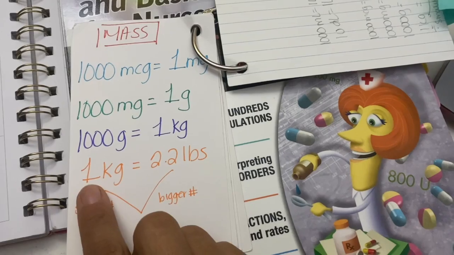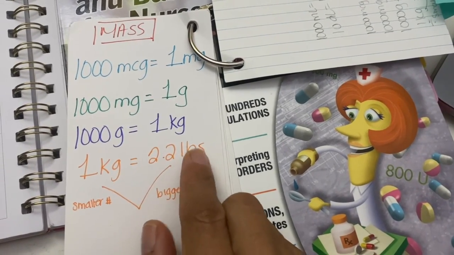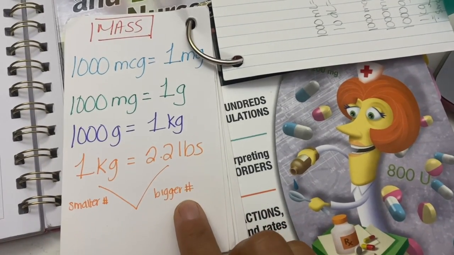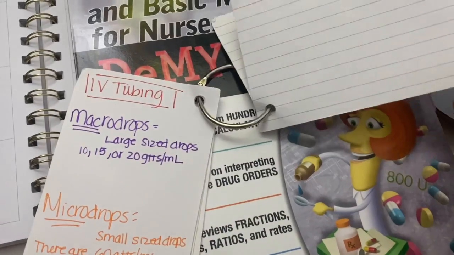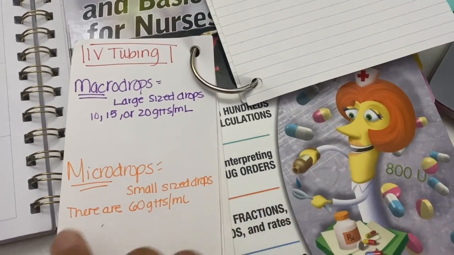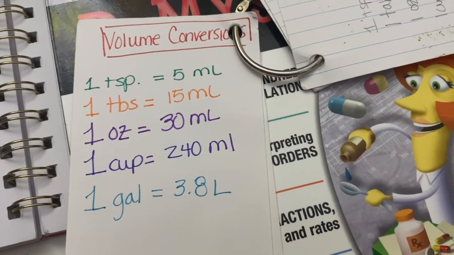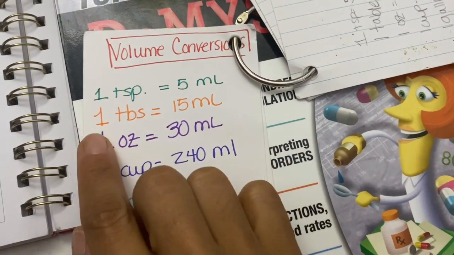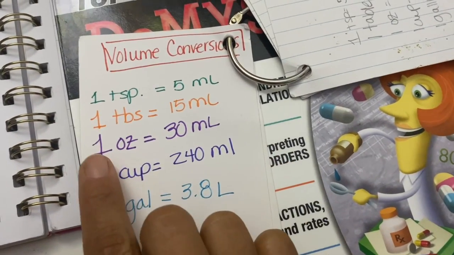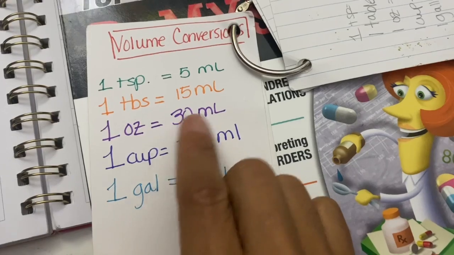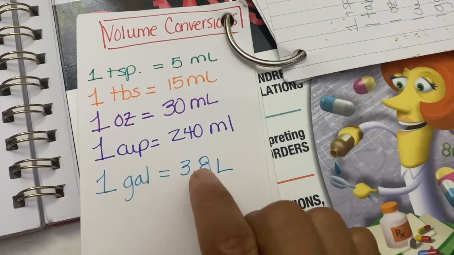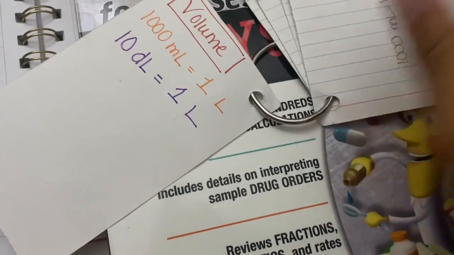So another thing that I do to remember this is I always remember that kilograms is the smaller number and lbs, which is pounds, is always going to be your bigger number. So for the volume conversions, as you could see, 1 teaspoon is equal to 5 milliliters, 1 tablespoon is equal to 15 milliliters, and 1 ounce is equal to 30 milliliters. And as you can see, the pattern is 5, 15, 30, 240.